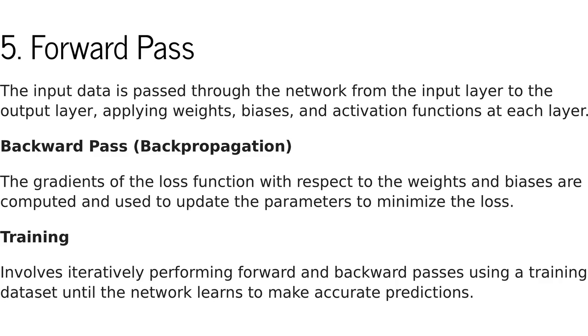The network compares its prediction to the true label and calculates an error. It then propagates this error backward through the network, using calculus to determine how much each weight and bias contributed to the error. This information is used to update the parameters, making small adjustments to improve the network's accuracy. This entire cycle of forward and backward passes is what we call training, and it is repeated many times until the network learns to make accurate predictions.